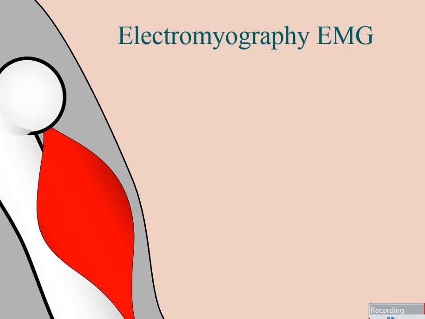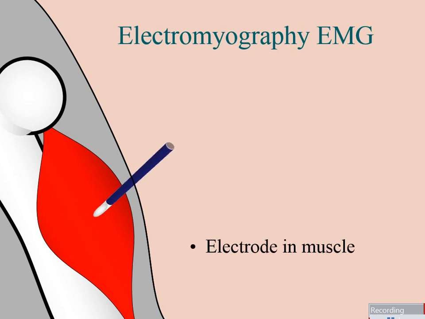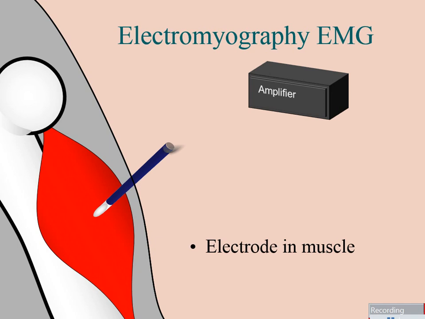So the EMG is kind of one of the simplest electrodiagnostics that we do, where we stick an electrode into the muscle. We have an amplifier, actually it's a pre-amplifier and an amplifier typically in these things, although nowadays they're often built into the same unit.